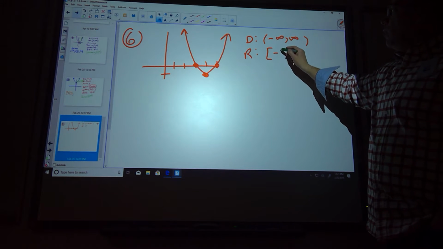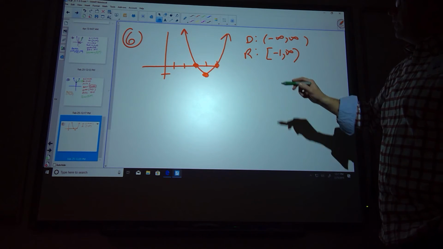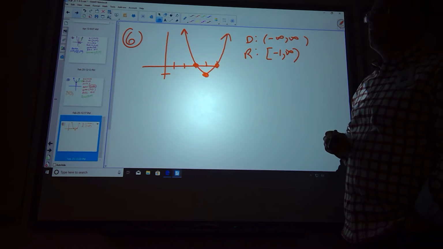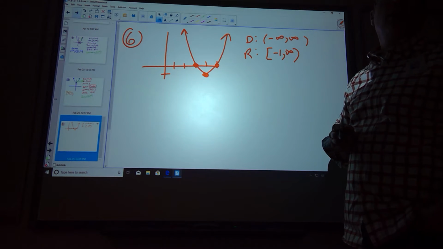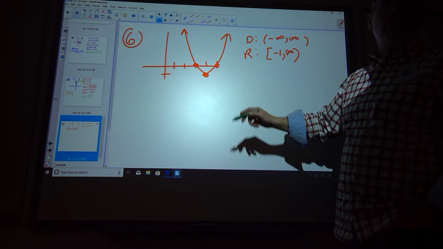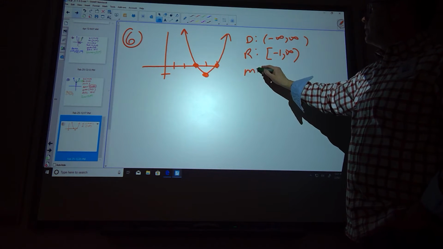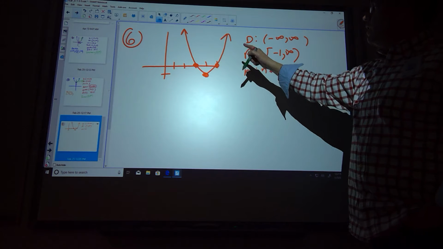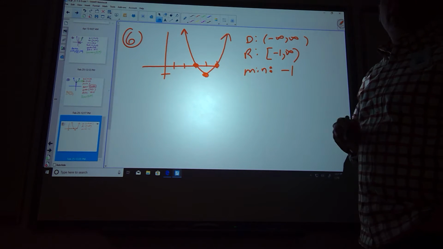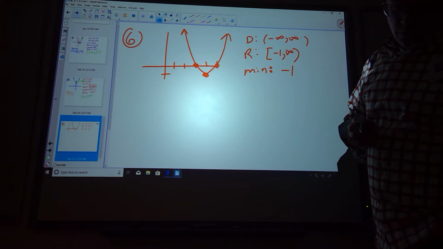Range, where's the smallest y value? -1. So from -1 to infinity. Is that a maximum or a min value? It's a max? It's a min. It's the lowest point. So it's the minimum value. The y component of my minimum value is -1, so that's what we're looking for.